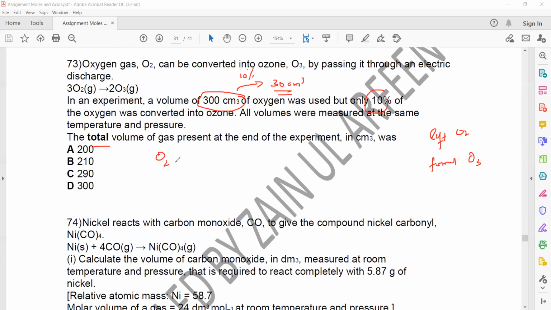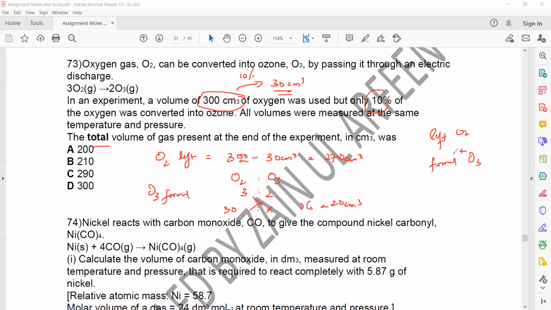So how much oxygen is left unreacted? Originally it was 300, 30 cm cube is used up. So how much is left? That is equal to 270 cm cube of oxygen left. And how much ozone is formed? The ratio between oxygen and ozone is 3:2. So if 30 cm cube is there, then x cm cube, cross multiply. So 20 cm cube of ozone will be formed. So the ozone which is formed is equal to 20.